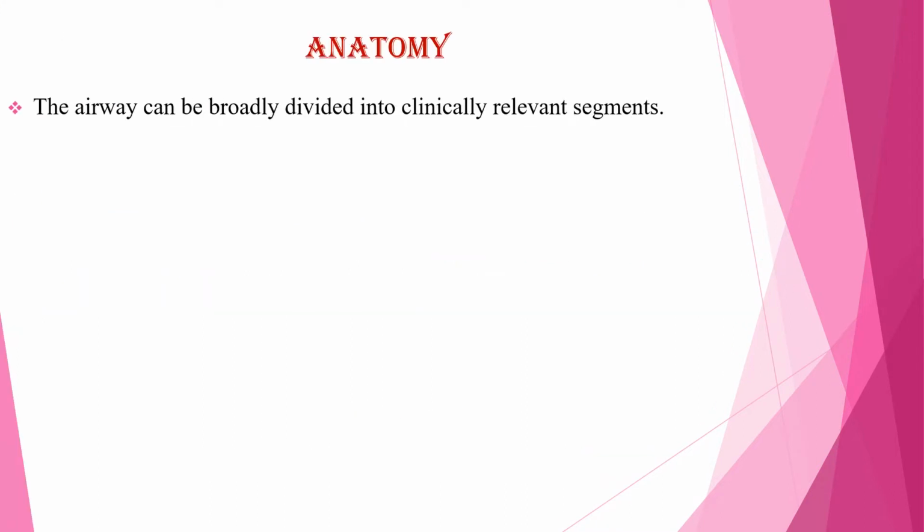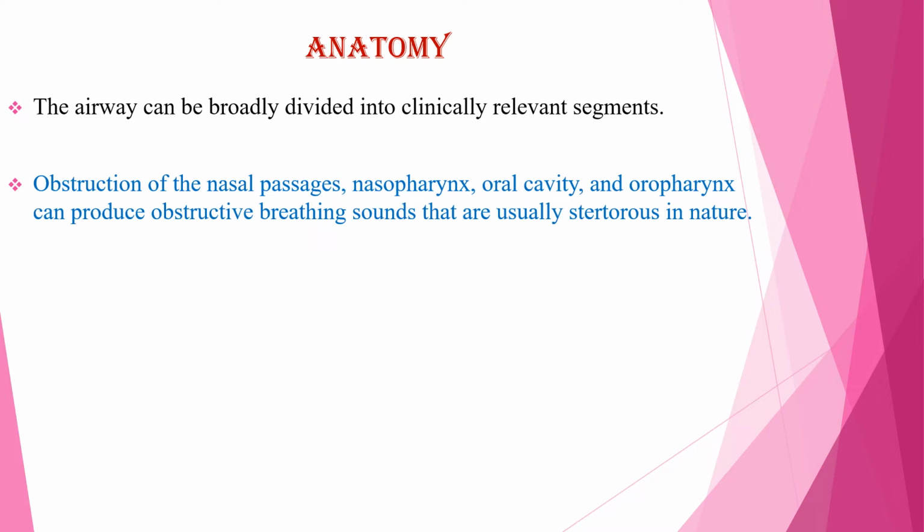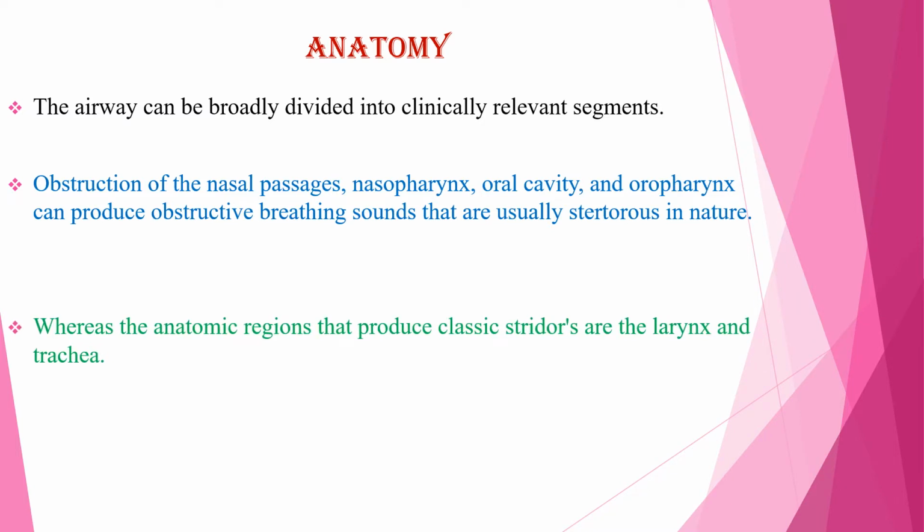To start with the anatomy of the airway that gives stridor, the airway can be broadly divided into clinically relevant segments. Obstruction of the nasal passage, nasopharynx, oral cavity, and oropharynx can produce obstructive breathing sounds that are usually stertorous in nature, whereas the anatomic regions that produce classic stridor are the larynx and the trachea.